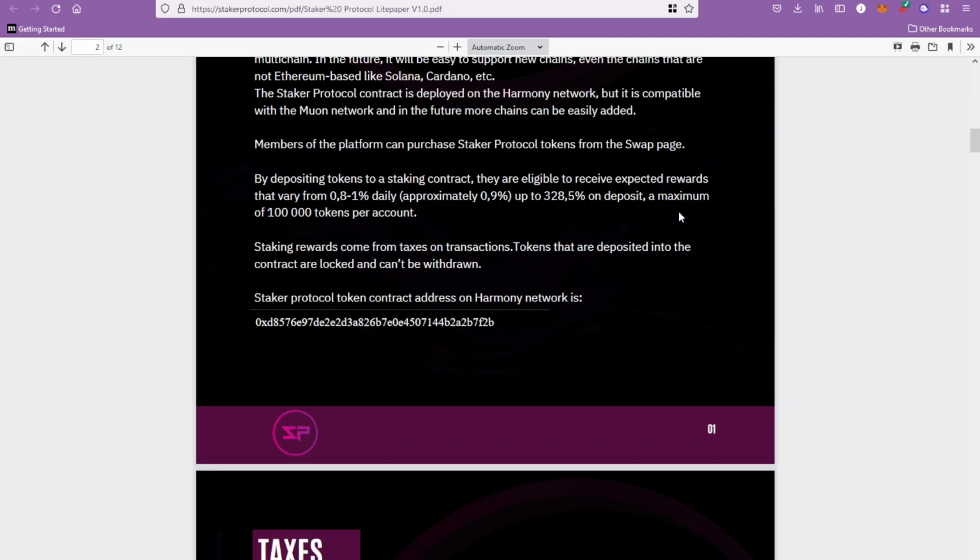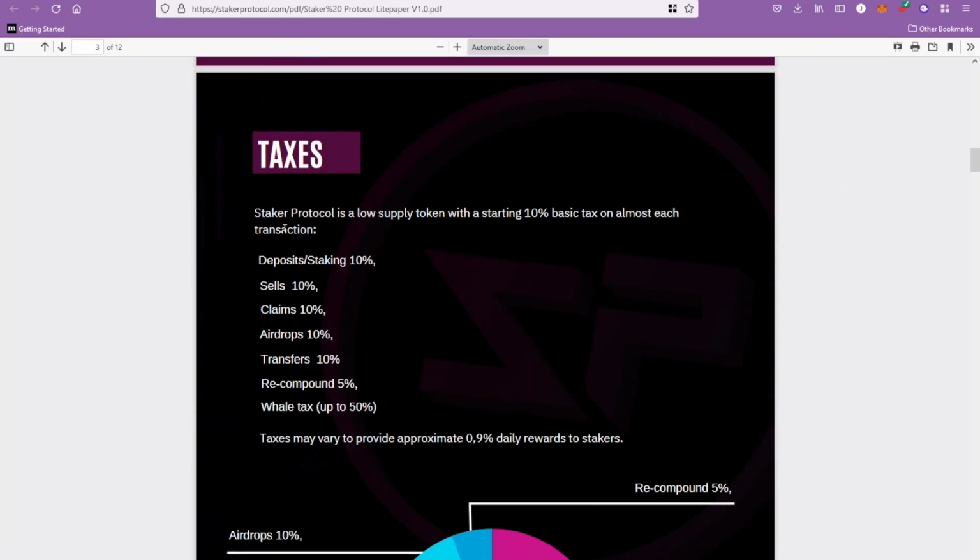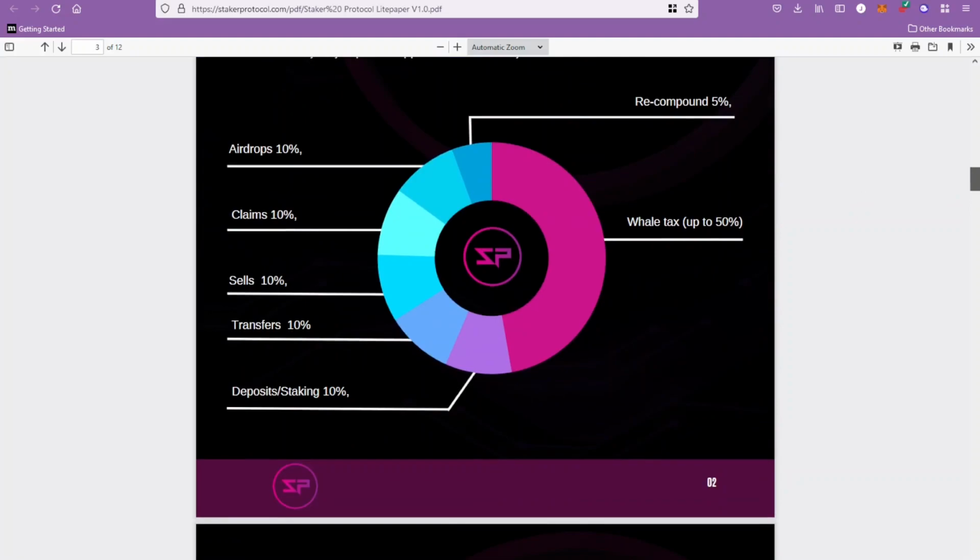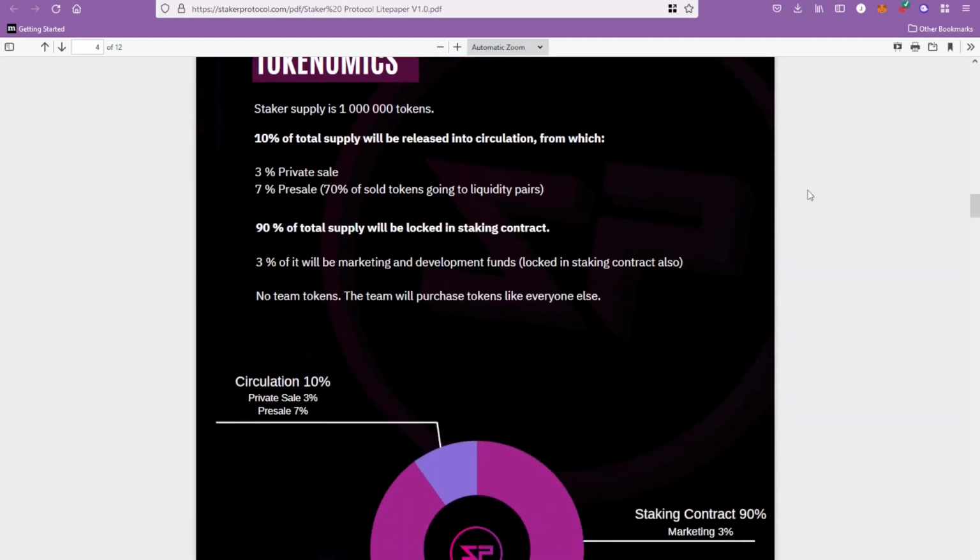So they're going to pay out roughly 0.9% per day, of a maximum of 100,000 tokens, very similar to drip. All taxes, like I said before, are 10%, apart from compounding, which is 5%. They have got a whale tax as well, up to 50%, so we'll go over that now. There we go, tokenomics. 10% in total is going to be given to the private and the pre-sale. And then the rest is going to be locked in a staking contract.